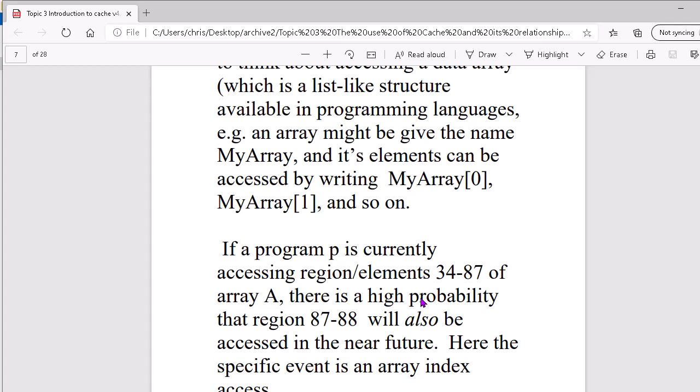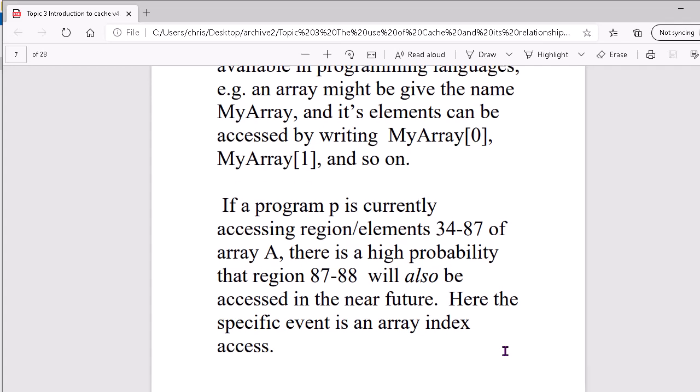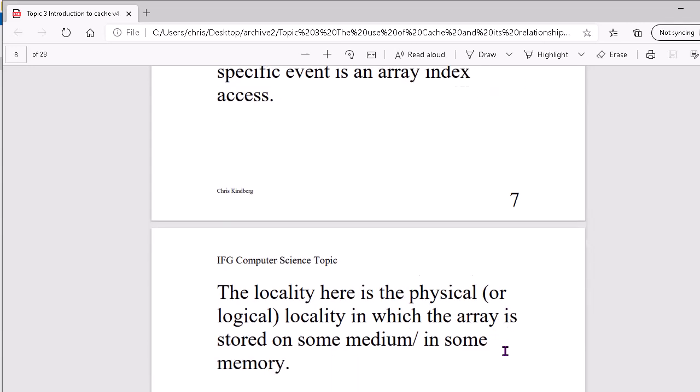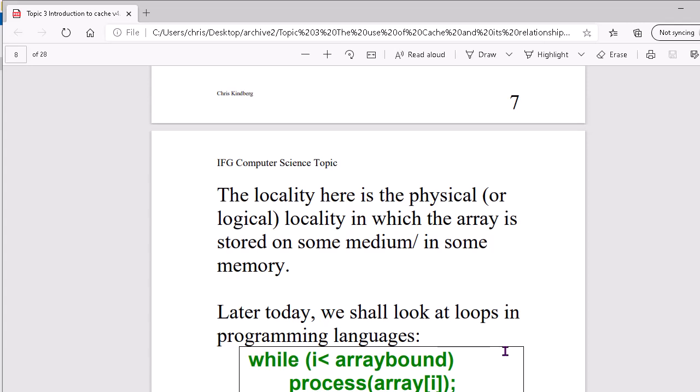So, if some program P is currently accessing elements 34 to 87 of my array A, then the principle of locality says that there's a high probability that element 88 will also be accessed in the near future. And here the specific event is an array access by means of specifying an index. And the locality at issue here is the physical or logical locality in which the array is stored on some medium or in some memory.